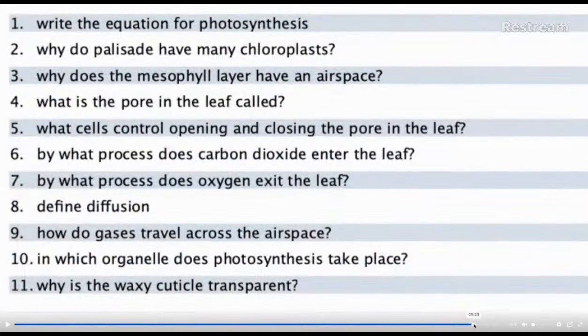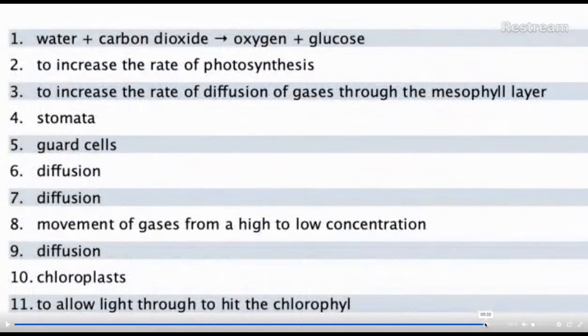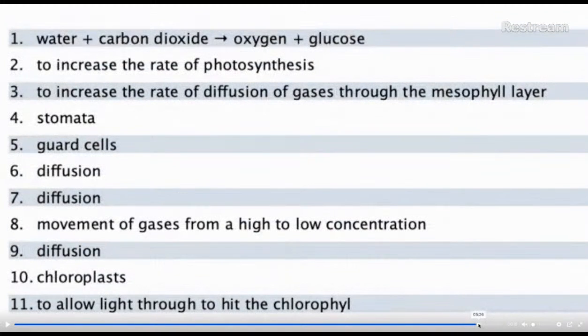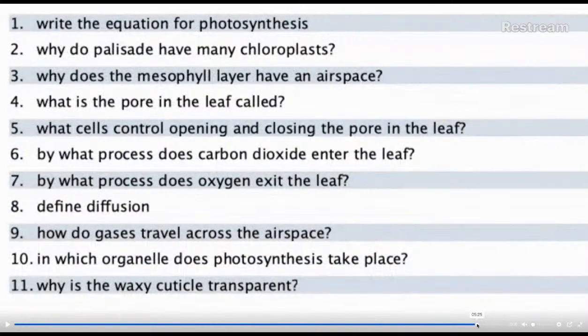What is a pore in a leaf called? Stomata. What cells control the opening and closing of the pore in the leaf? Question 5. The guard cells. By what process does carbon dioxide enter the leaf? Diffusion. We haven't gone through that yet, but we are in a minute. By what process does oxygen exit the leaf? That's diffusion. Define diffusion. Movement of gases from a high to low concentration.